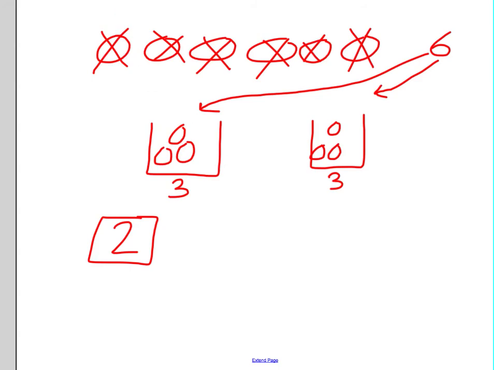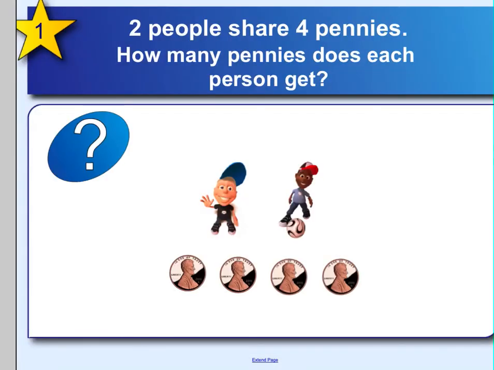So now what you're going to do is I'm going to have you see what you know by taking a quiz. So you're going to go back to the kid blog and you're going to work on taking the quiz. If you need to use some scratch paper, you can, but you're going to go through and see how many pennies would each person get for the following problem.